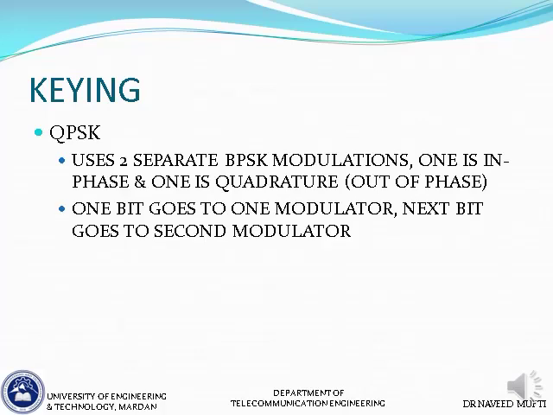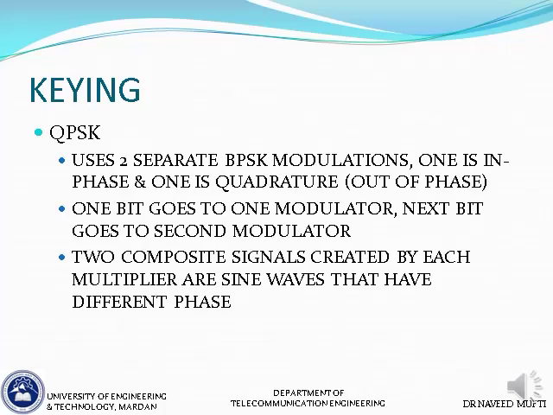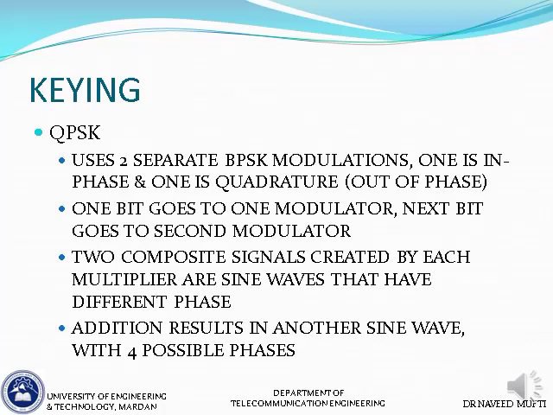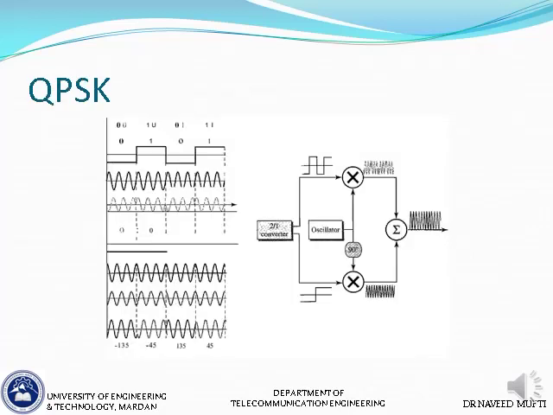So 1 bit goes to one modulator, the next bit goes to the second modulator, and then the composite signals created by each multiplier are sine waves that have different phases, and the addition results in another sine wave with 4 possible phases. तो हम दोनों को अलग अलग लेते हैं और उन्हें हम आपस में ऐड करते हैं, तो फिर ये काम हो जाता है हमारे पास.